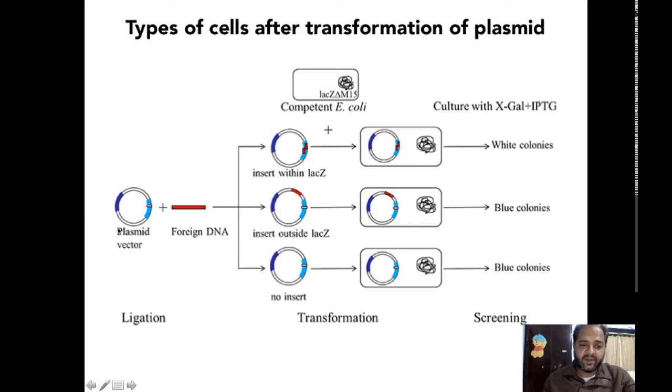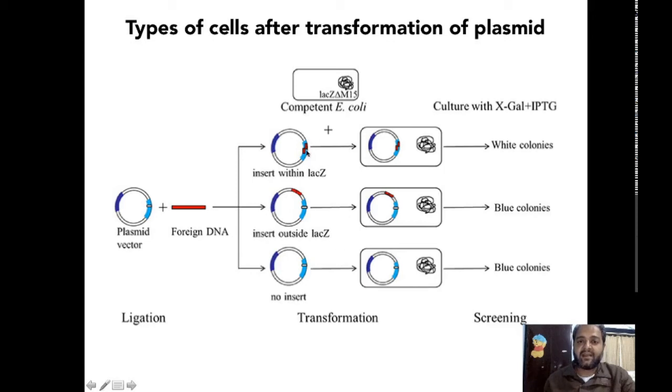So this is the plasmid vector and this is the foreign DNA. Now you try to ligate them together. When you ligate them together, there can be three possibilities. One, it gets ligated at the right site within the MCS and disrupts the lacZ. The other could be an insertion which is not within the lacZ but outside it. And the third, that there is no insert, that the foreign DNA did not insert itself into the vector. Now, all these three cases will have three different outcomes.